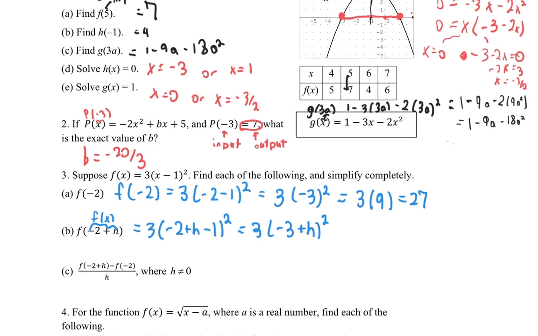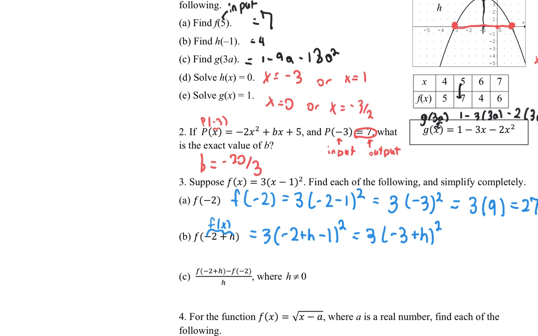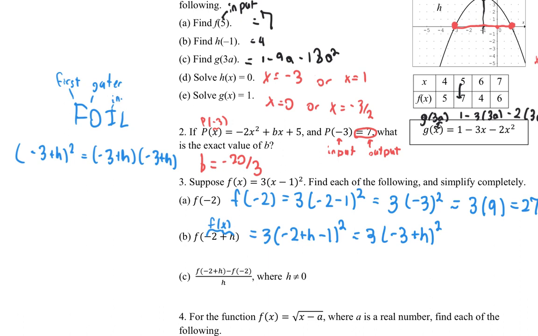So I go on the left side over here to figure out what that thing squared is. So negative 3 plus h squared is the same thing as negative 3 plus h times negative 3 plus h. And so what I'll do is I'll FOIL it. That is first, outer, inner, and then this one is the last. And most of you guys have probably heard of it, but if you don't, there you go. You're welcome. You can, I don't know, thank me later.